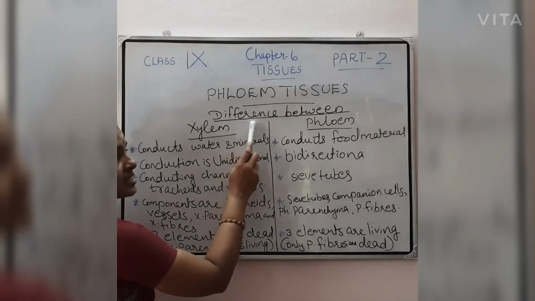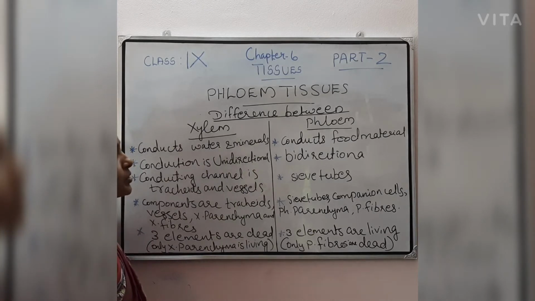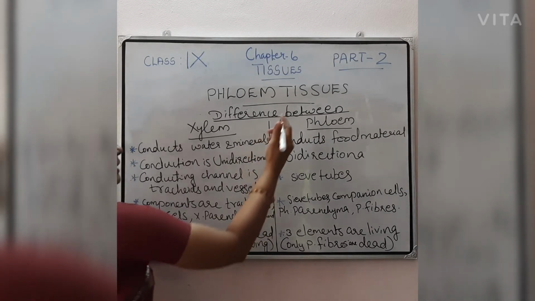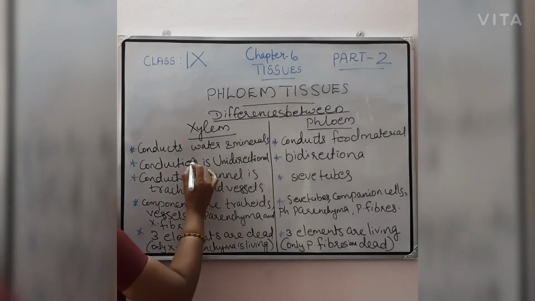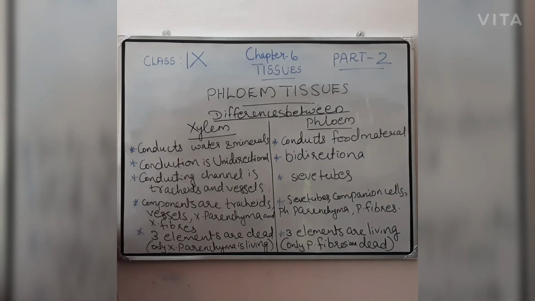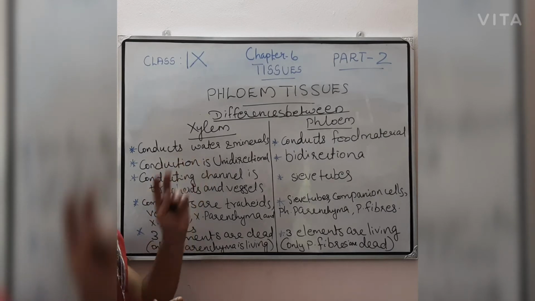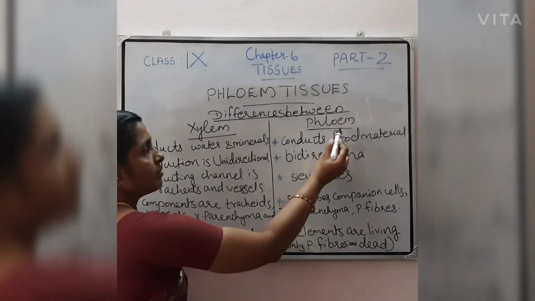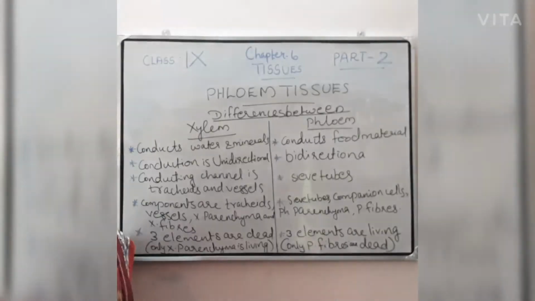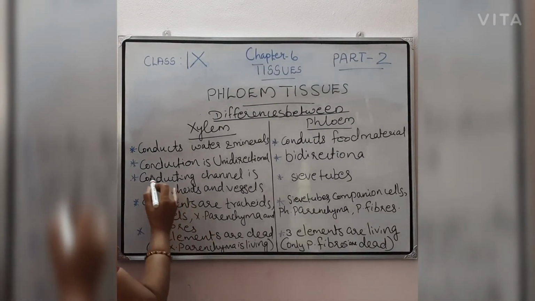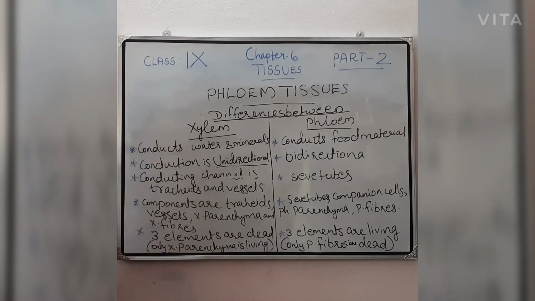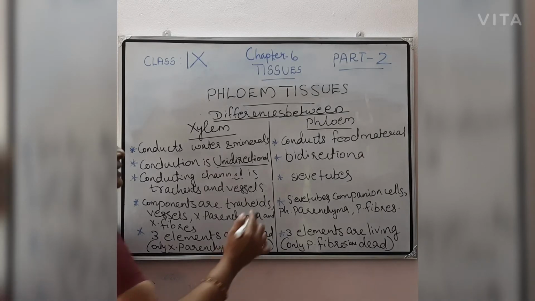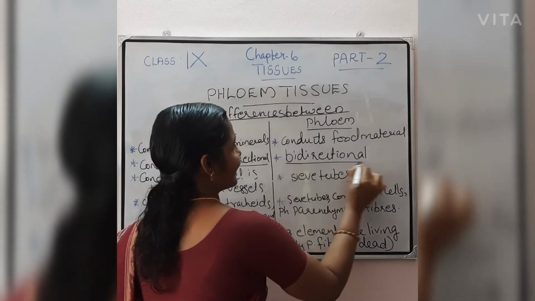Then what are the differences between xylem and phloem tissue? The main differences are: the first one, xylem tissue conducts water and minerals. The main function of xylem tissue is conducting water and minerals, whereas phloem tissue conducts food materials. That is the first difference. The second difference is that in xylem the conduction is unidirectional, but in phloem it is bidirectional.